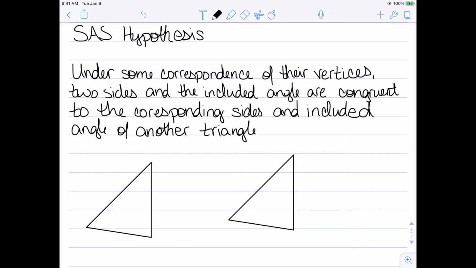So as an example, here's 2 triangles. I would need corresponding sides and the included angles to be congruent. And I want this to be enough to say that the 2 triangles are congruent. Right now, we're not able to show that, but the idea is that we want this to be enough to show congruency.